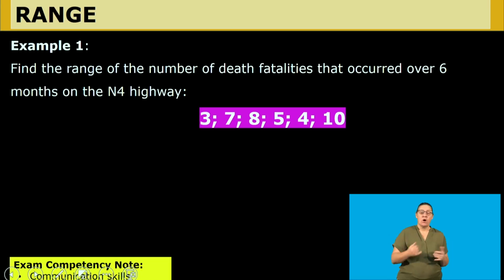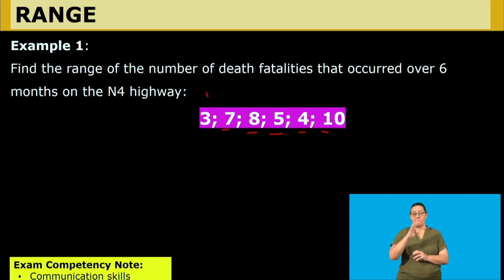Let's look at this example. Find the range of the number of death fatalities that occurred over 6 months on the N4 highway. So these fatalities occurred over a period of 6 months, meaning in the first month it was 3 accidents. In the second month it was 7. The third month 8. The fourth month 5 accidents. The fifth month 4 accidents. And the sixth month, the last one, there were 10 accidents.